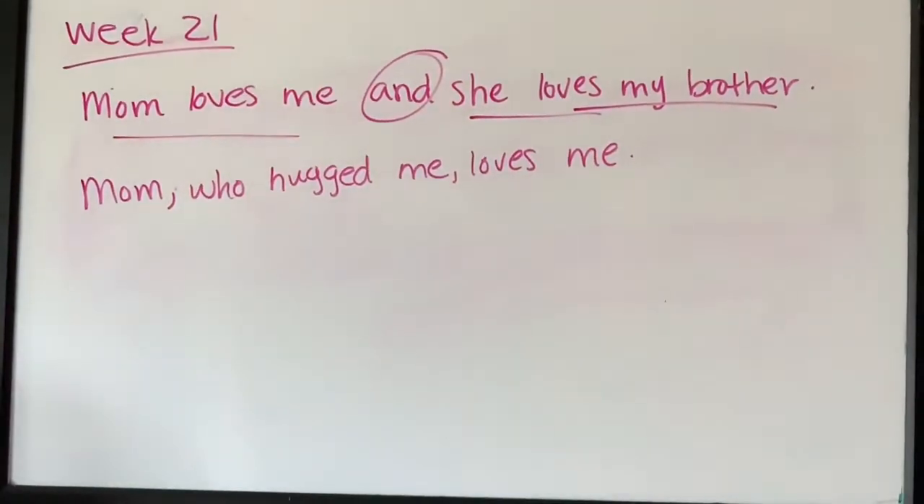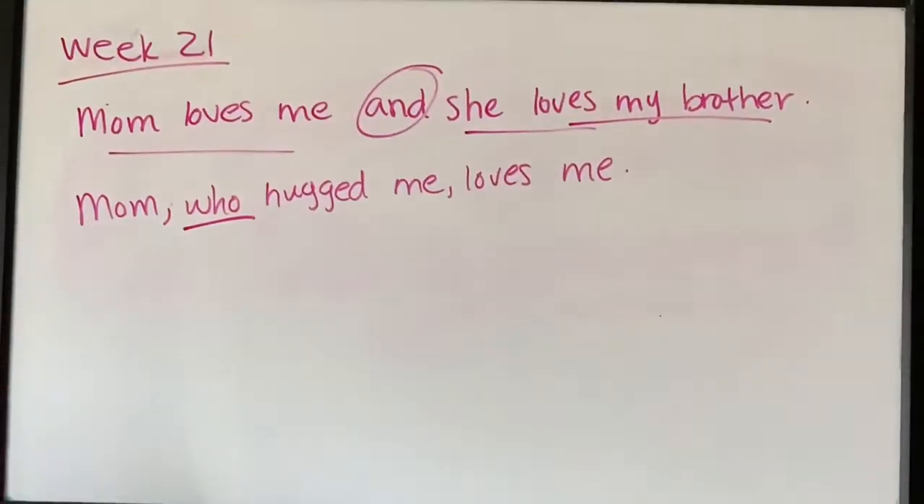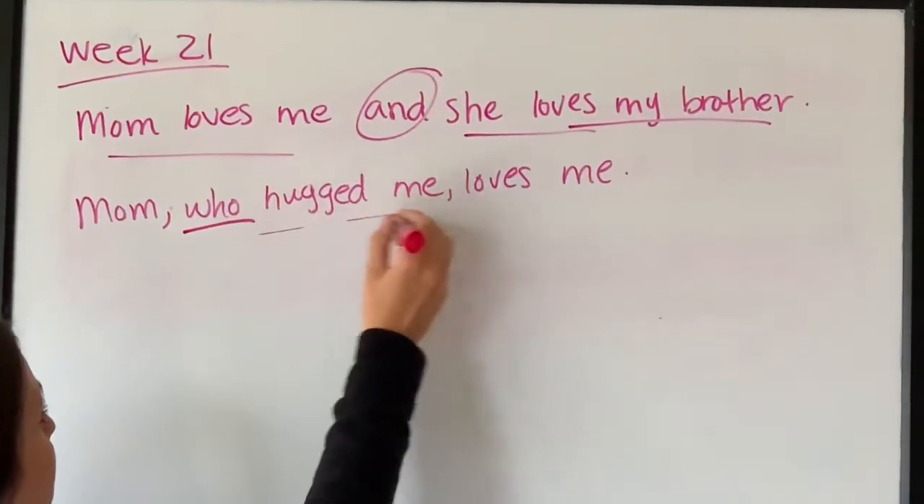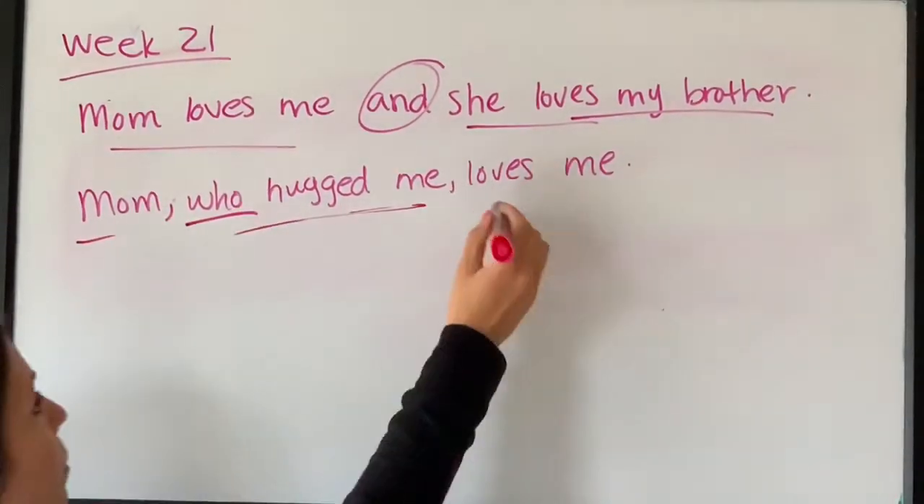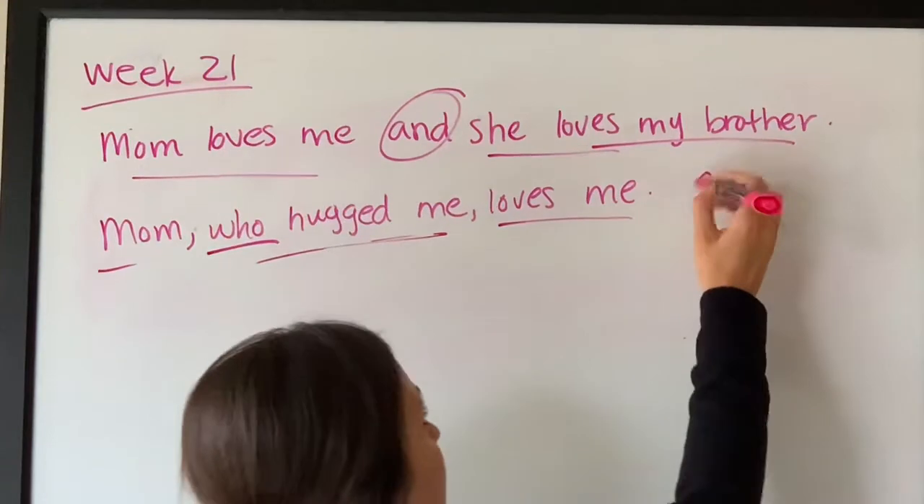Now this is a complex sentence because we have our relative pronoun here, and we have "who hugged me" as our subordinating clause, and then we have "Mom loves me" as our independent clause. Okay, so this is a complex sentence.